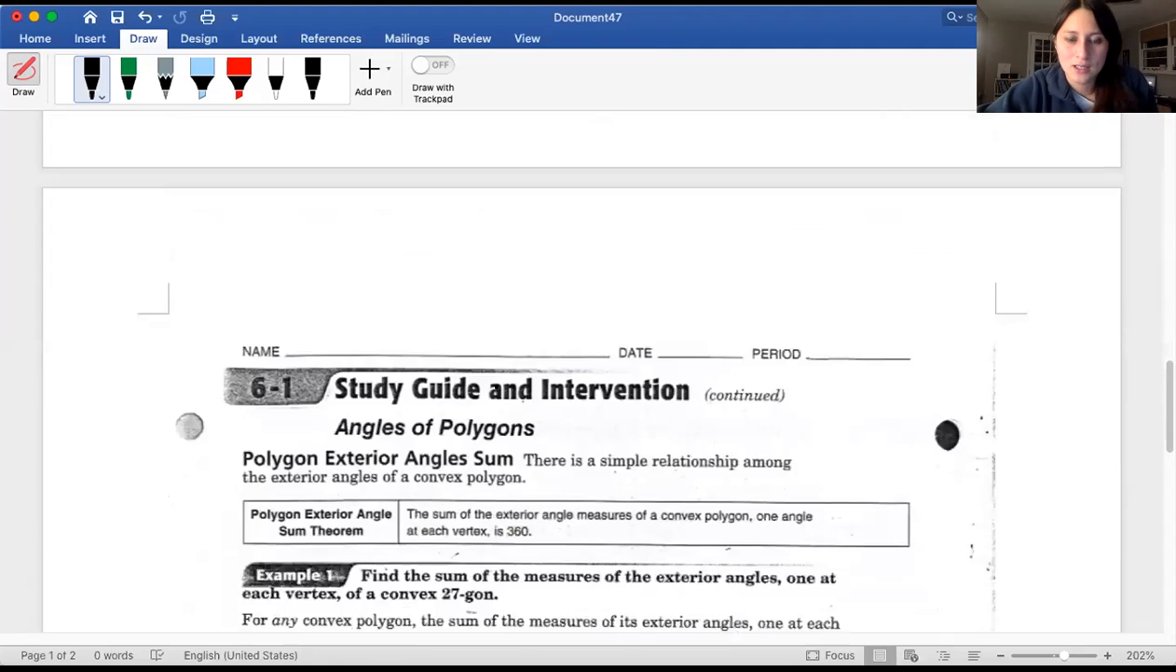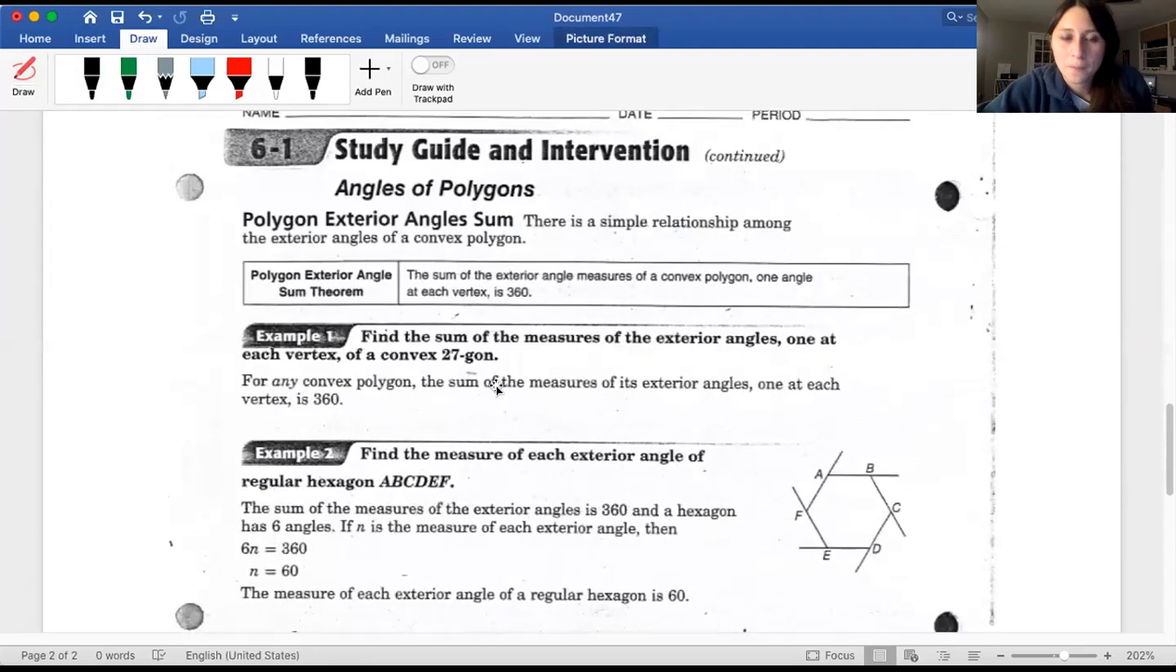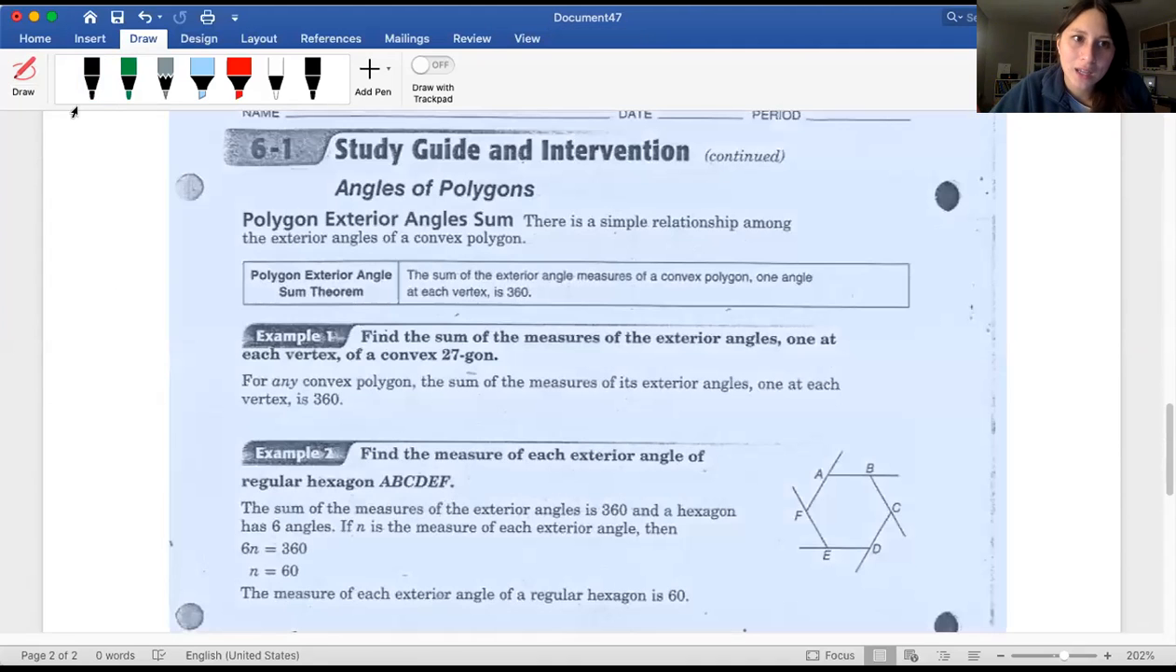All right, now to the next part. Now we're going to take a look at the exterior angles of a polygon. So really what that means is the outside angle of a polygon.